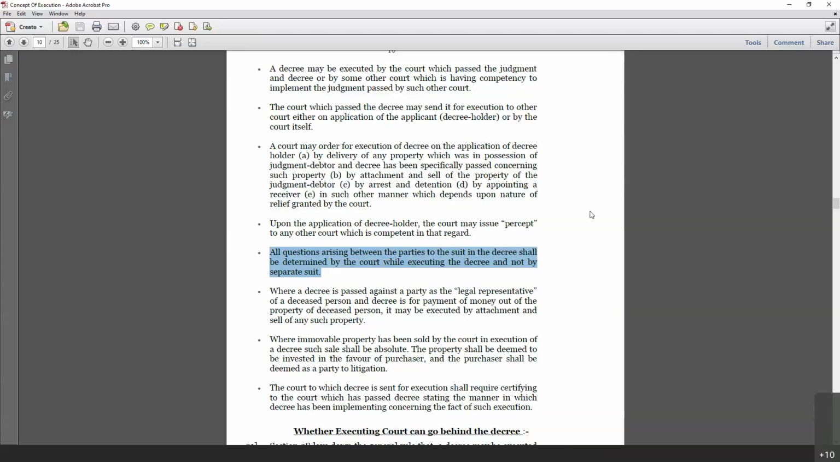Now, also bear in mind that when a decree is passed against a party as a legal representative of a deceased person, and the decree is for payment of money, then again it may be executed by attachment and sale of any such property. This is in a case where the LR is brought on record prior to the decree actually being passed. And therefore, the decree itself will be against the LR concerned. Though again, here also there are similar provisions in the sense of liability.